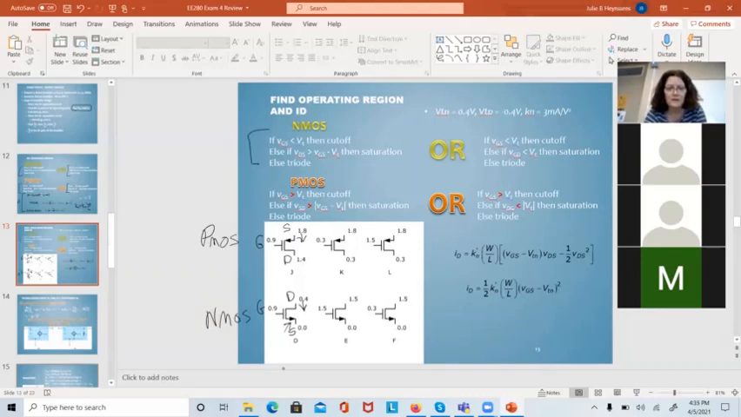VGS and VDS. VT will be given, and then calculate the current. If it's in cutoff, it's 0. This is triode, and this is saturation.